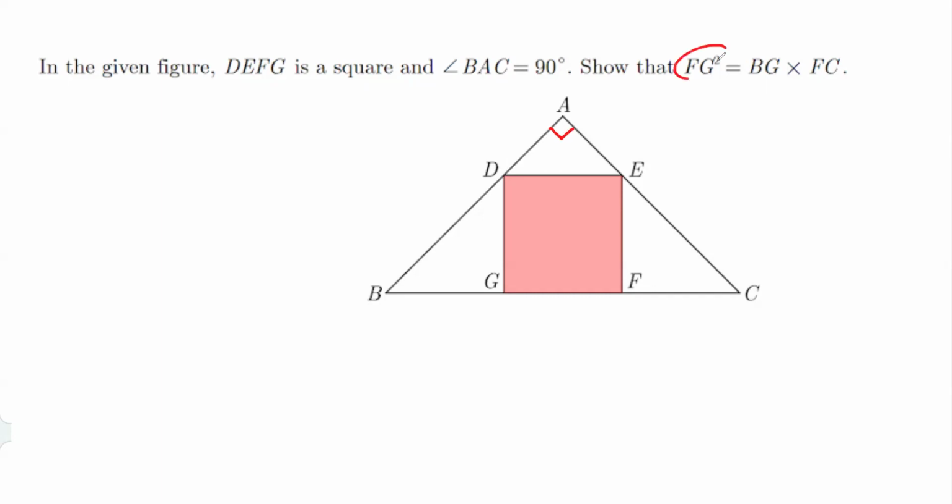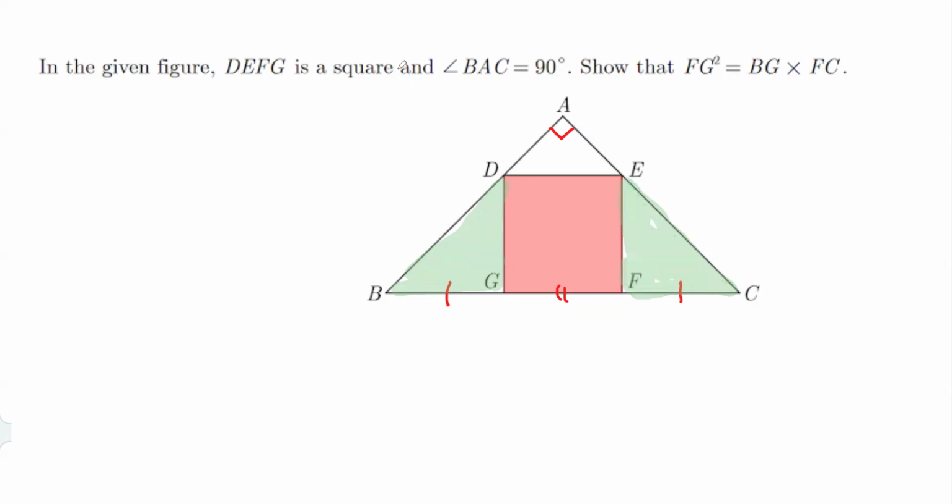Now, what we need to show is that FG square is equal to BG into FC. So FG is this. This question involves similar triangles, and it is important to understand which triangles we are going to consider to prove them similar. I noticed here that we need this side, that is, BG. Therefore, we must take this triangle. And it also involves this side FC, therefore, I should take this triangle. Now, we need to prove these two triangles similar.